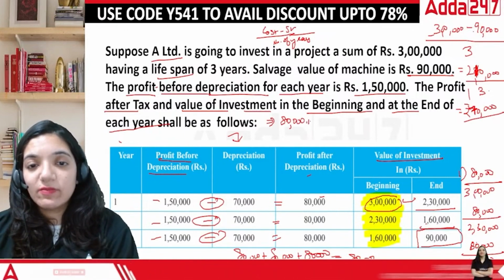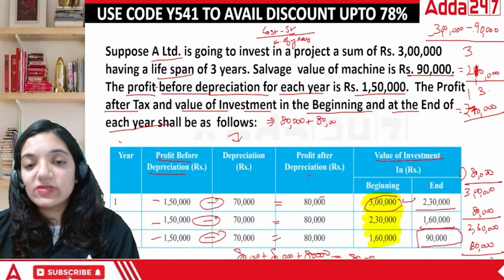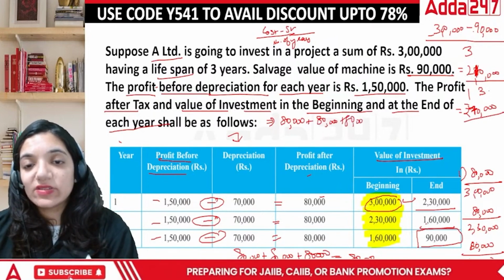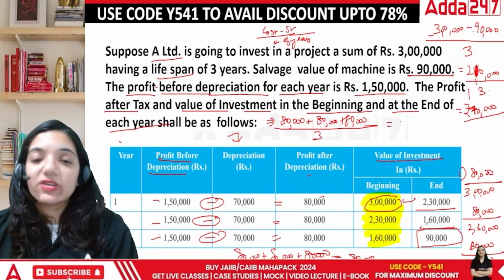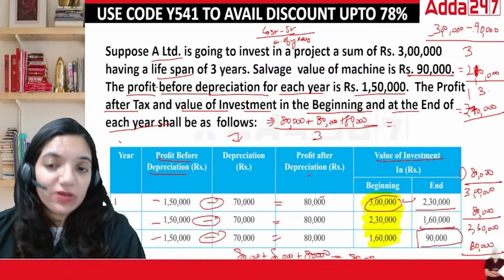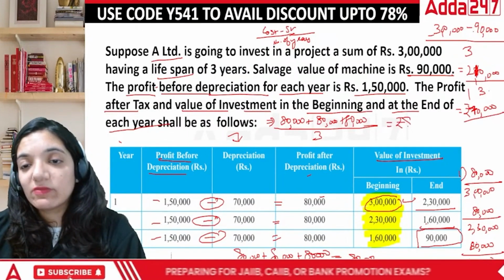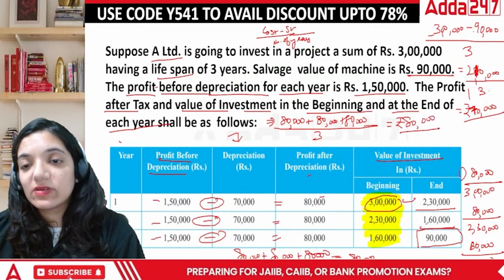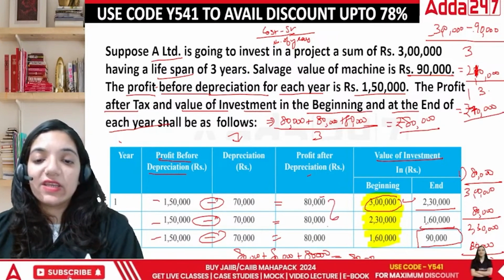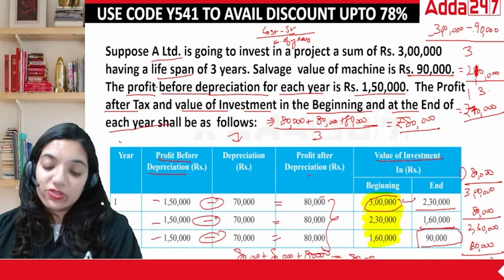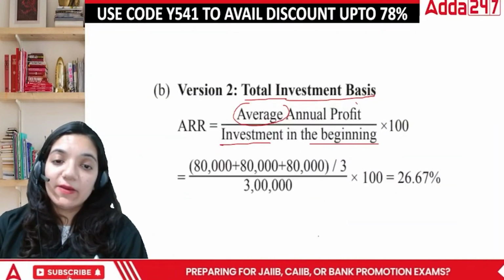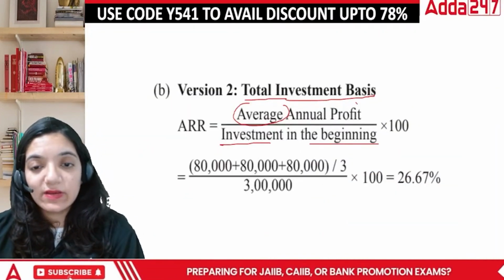80,000 plus 80,000 plus 80,000 divided by 3. That gives us a total of 2,40,000 divided by 3. Again, the amount comes out to be 80,000. That means the value is 80,000 overall. You pick up that 80,000. This is your profit. Profit divided by 3.